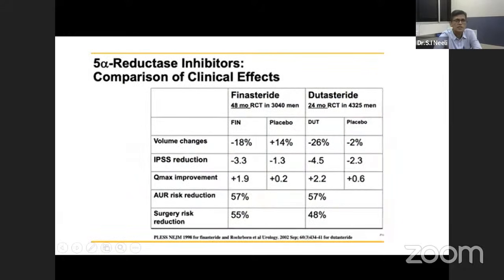The difference between the 5-alpha reductase inhibitors individually, if you compare dutasteride and finasteride, is almost similar, with a reduction of around 50% by both the drugs. So there is not much difference between finasteride and dutasteride.